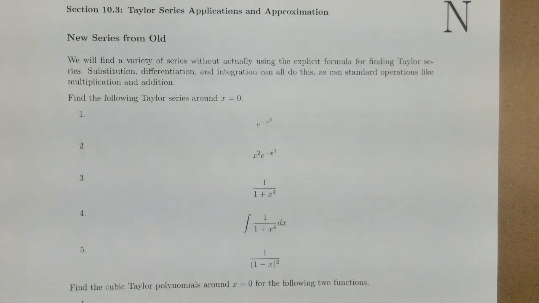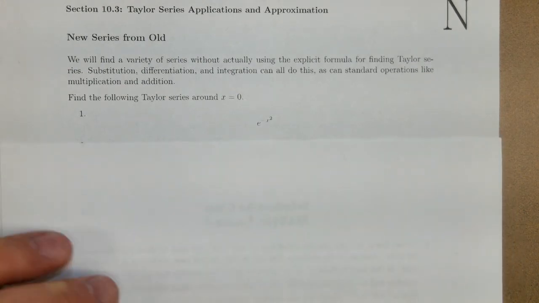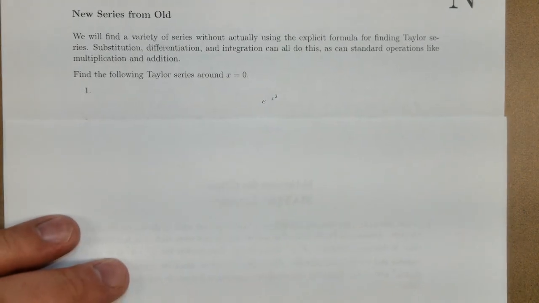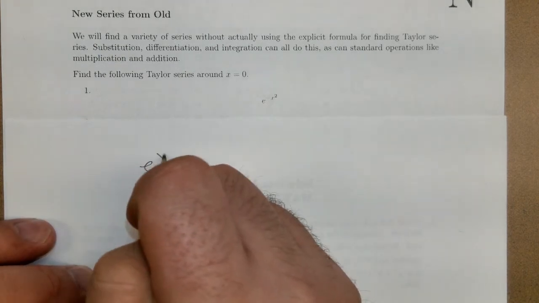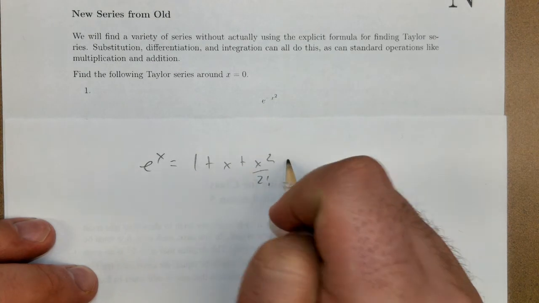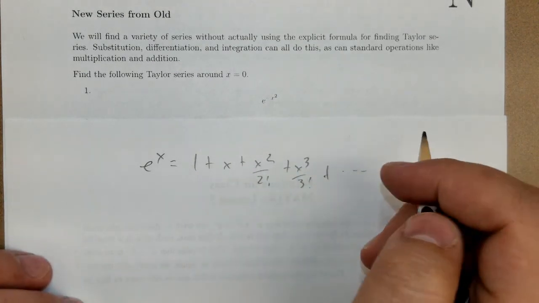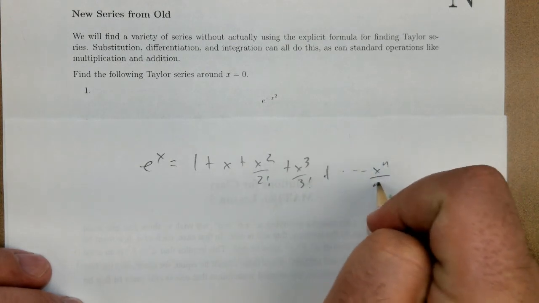So let me zoom in a little bit here. The first one is e to the negative x squared. And I'm going to just base that off of e to the x. So e to the x, the series was 1 plus x plus x squared over 2 factorial, x cubed over 3 factorial. And then generally it was x to the n over n factorial.